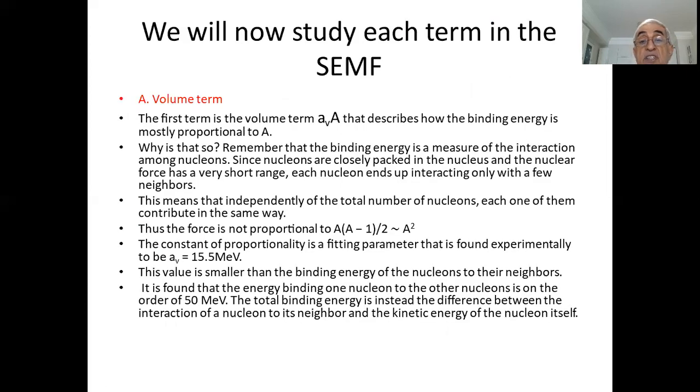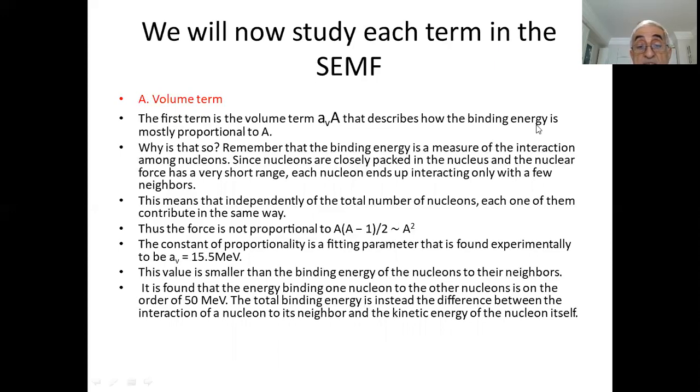We will now study each term in the semi-empirical mass formula. A volume term. The first term is the volume term, a_V A, that describes how the binding energy is mostly proportional to A. Why is that so?